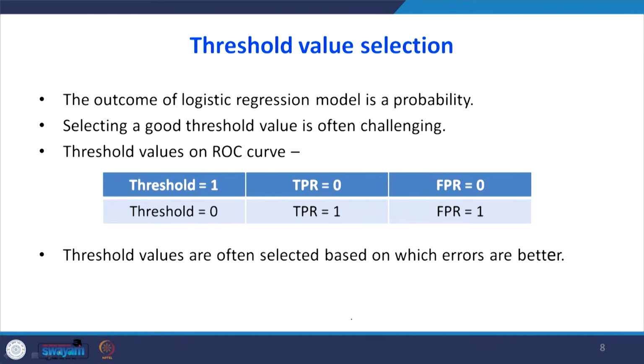How do we select the threshold value? The outcome of a logistic regression model is a probability, as you know. Selecting a good threshold value is often challenging. On the ROC curve, if the threshold is 1, what will happen? The true positive rate is 0 and the false positive rate is also 0. This is the place where t equals 1. When the threshold is 0, the true positive rate is 1 at this point and the false positive rate is also 1. So threshold values are often selected based on which error is better.